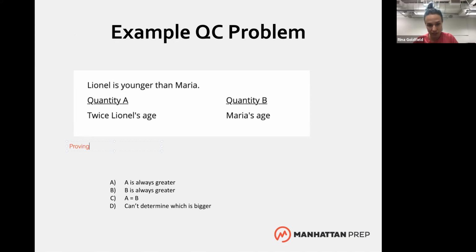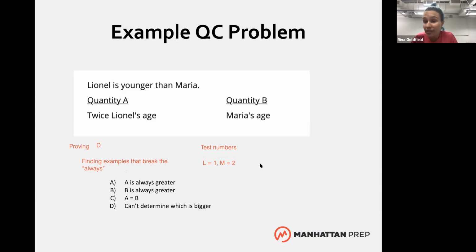So our answers here below, A is greater, B is greater, A equals B, they have this "always" in them. And proving D can mean testing cases is one way to do it, but it's finding examples that break the "always" that's there in A, B, and C. So here, maybe I want to test some numbers, right? So I could say Lionel is 1 and Maria is 2.